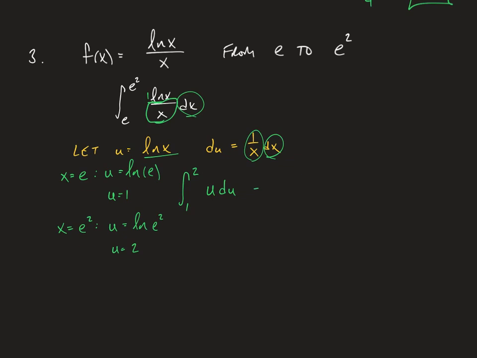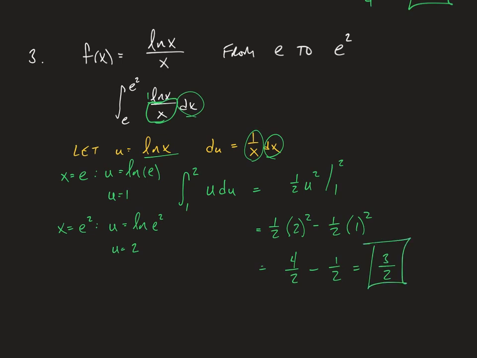So a nice integral for us to evaluate here. I'm going to use my reverse power rule. So this is going to be 1/2 u squared evaluated from 1 to 2. So this is going to be equivalent to 4/2 minus 1/2. So we have our common denominator, 3/2.